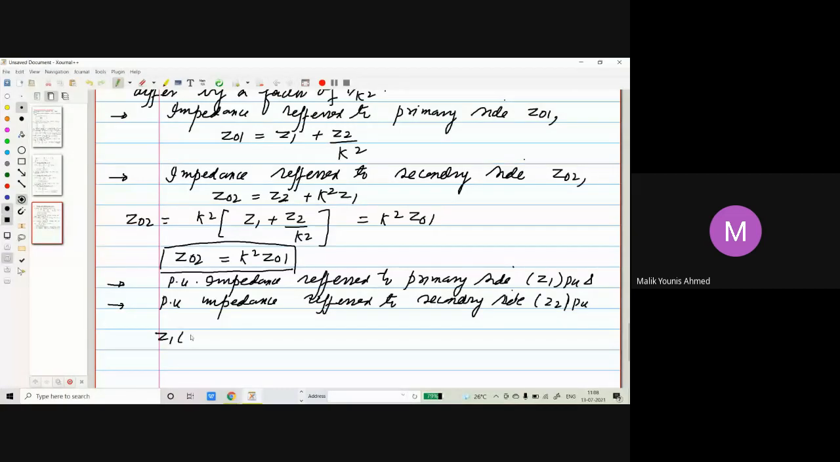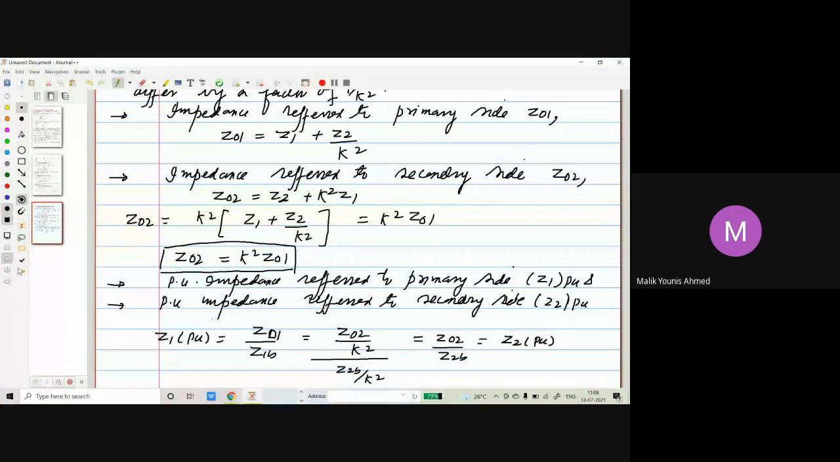Now Z1 per unit is given by what? The actual value of Z1 divided by the base value of Z1, that is Z1b. The actual value, because it is referred to the primary side and not a simple impedance, is Z01, what we have seen above. Z01 can also be written as Z02 divided by K square. Similarly, Z1b can also be written as Z2b divided by K square, because whatever relationship exists in the absolute system will exist in the base values also. So K square gets cancelled. Z02 divided by Z2b, the actual value over the base, is Z2 per unit.